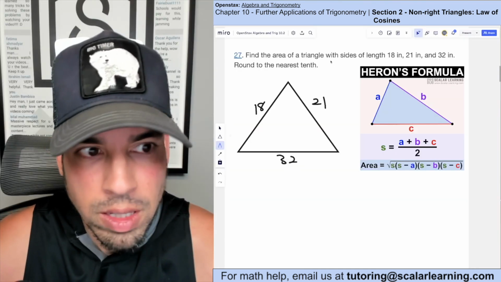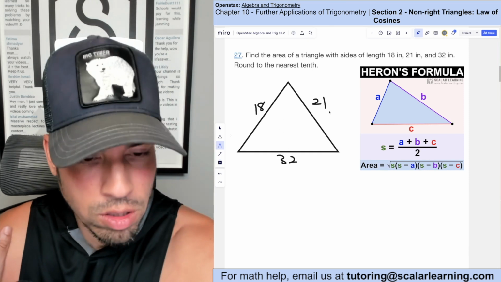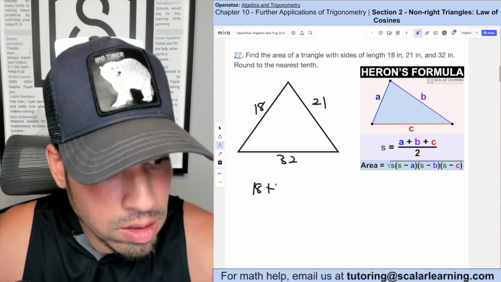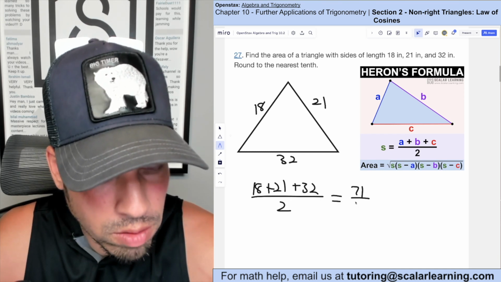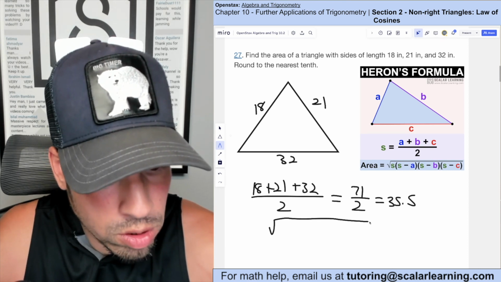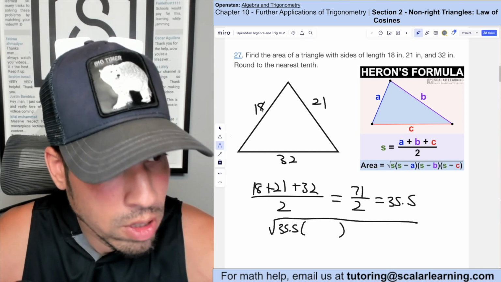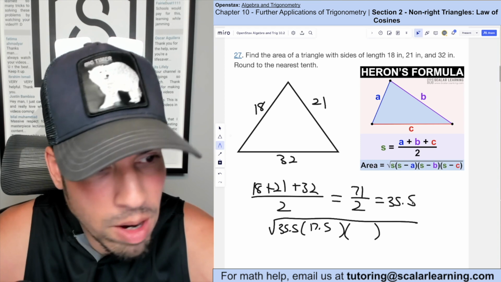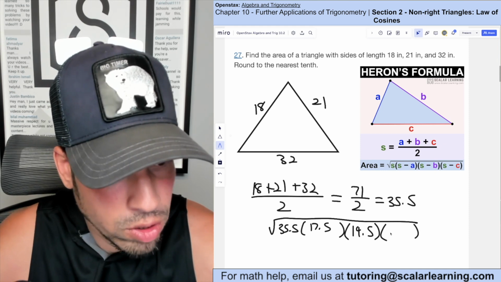Done. So here we're trying to find the area of a triangle with these side lengths, and we're using Heron's formula, right? When we have the 3 side lengths, no angles, this is what we got to do. So first we have to find S, which is basically the average of the perimeter. So I'm going to add these up, add 18, 21, and 32, and divide it by 2. So that's 71 divided by 2, which is 35.5. And then the formula is square root of S, or semi-perimeter, which is 35.5 times 35.5 minus the first side, and this is in no particular order, but minus that, which is 17.5 times 35.5 minus 21, which is 14.5, and then 35.5 minus 32, which is 3.5.